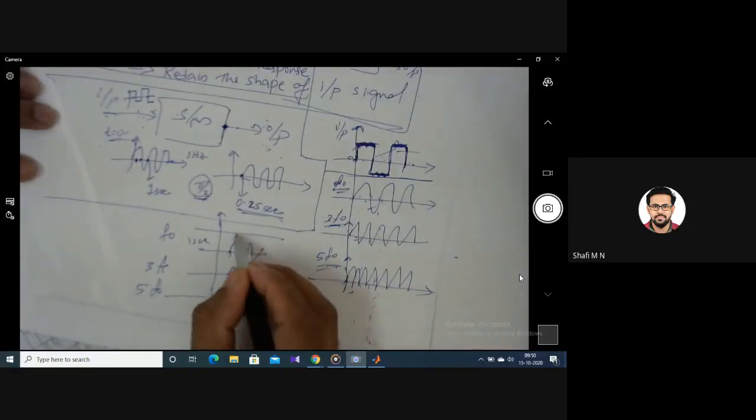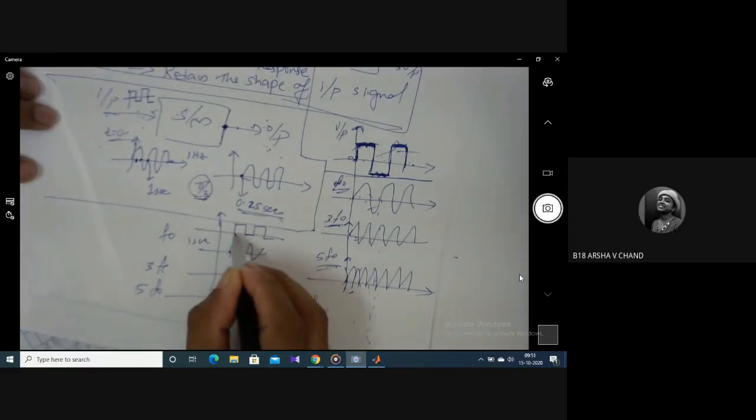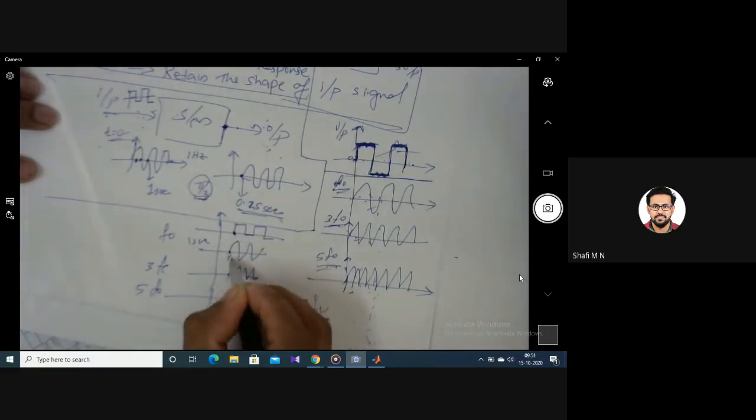Square wave. Just delayed by 1 second, you will get a square wave delayed by 1 second. So what happened right now? It is able to retain the shape. Square wave ആയിട്ട് തന്നെ കിട്ടി, because all the components were delayed by the same unit.